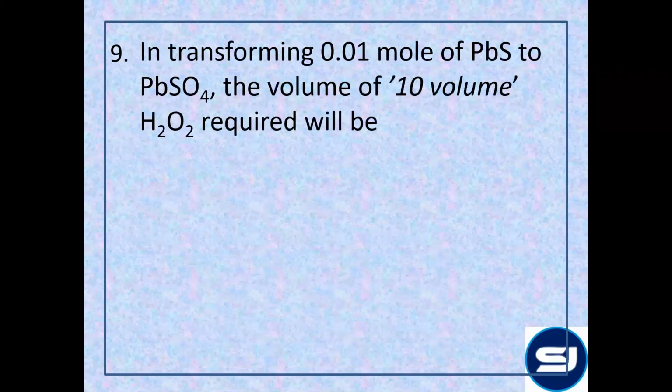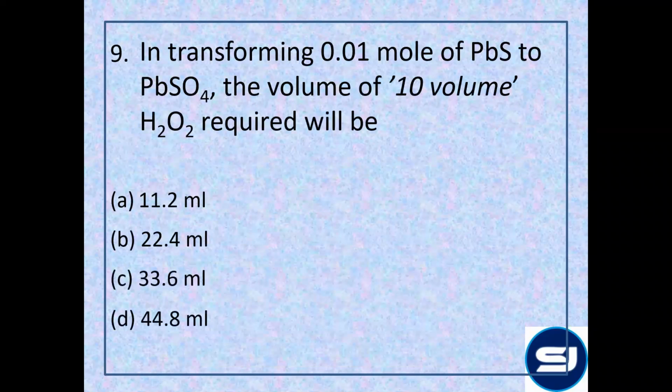Very good question. In transforming 0.01 mole of PbS to PbSO4, the volume of 10 volume H2O2 required will be. And the options are given in ml. Now, how you go about this? What is the method जो आपको strike हो रहा है to solve this? Write the reaction. Write the reaction.